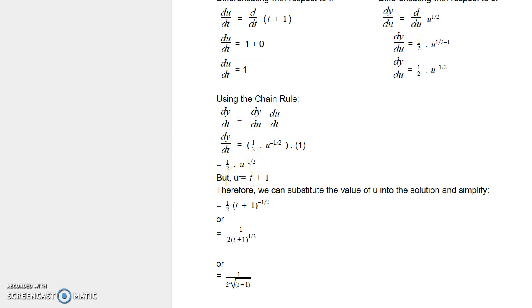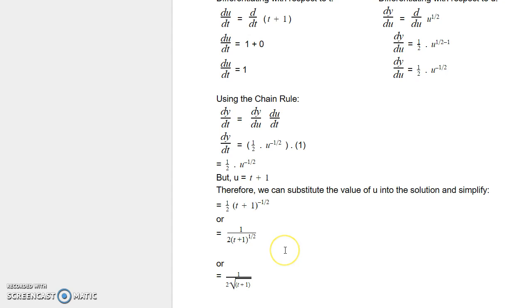But u is equal to t plus 1. That's what we started with. Therefore, wherever we see u, we're going to substitute t plus 1. So 1/2 times t plus 1 to the power of minus 1/2. Or we can write this one as 1 over 2 times t plus 1 to the power of 1/2. We can also express the exponent as a radical term by writing it as shown here. 1 divided by 2 square root of t plus 1. And this is our answer.